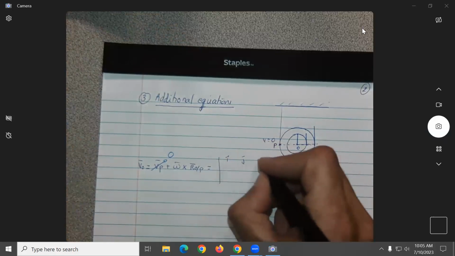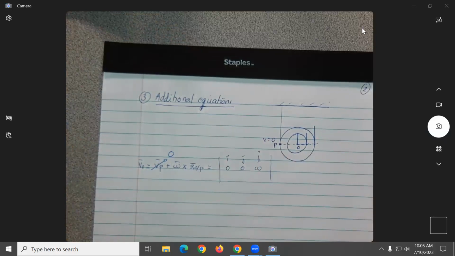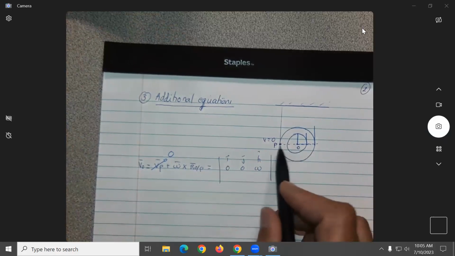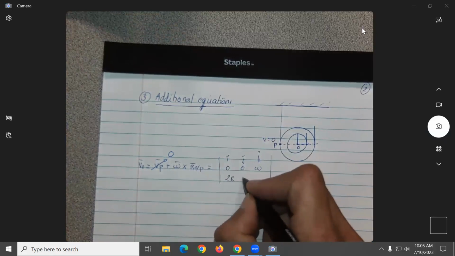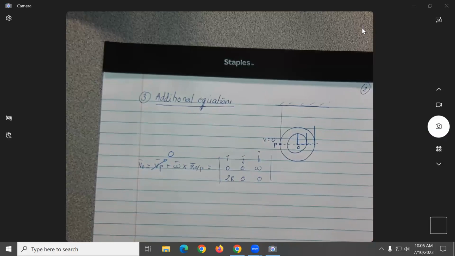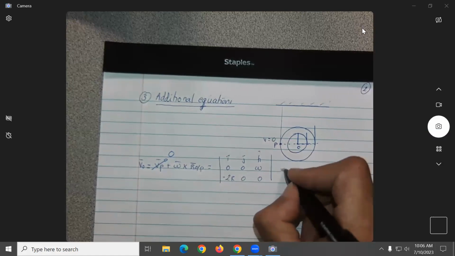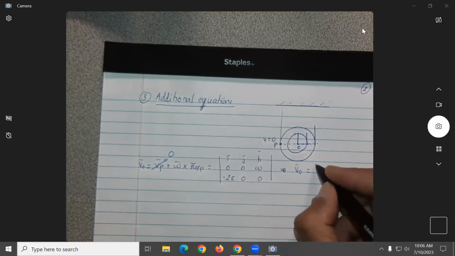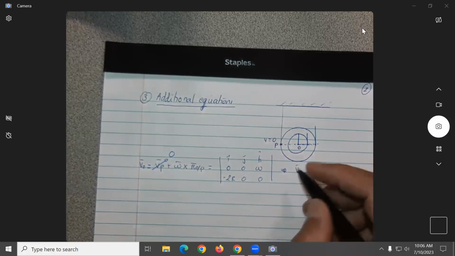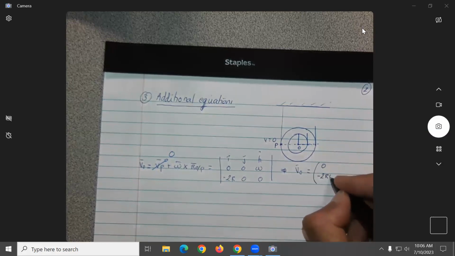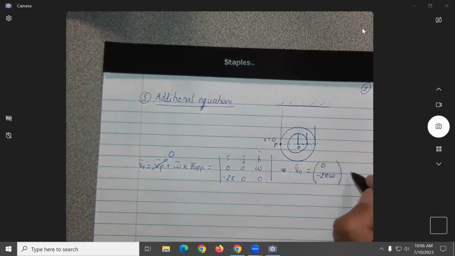So this would be the determinant of i, j, k, 0, 0, omega. That way there will be a review of dynamics. What is the position of O with respect to P? You can put positive or negative, it doesn't matter. Let's say negative 2R. What's important here is that this is going to give you that the velocity of O will be equal to what? 0 minus 2R omega.